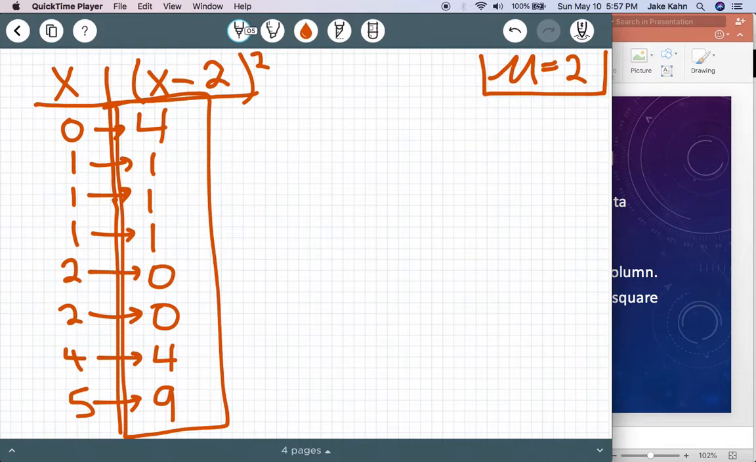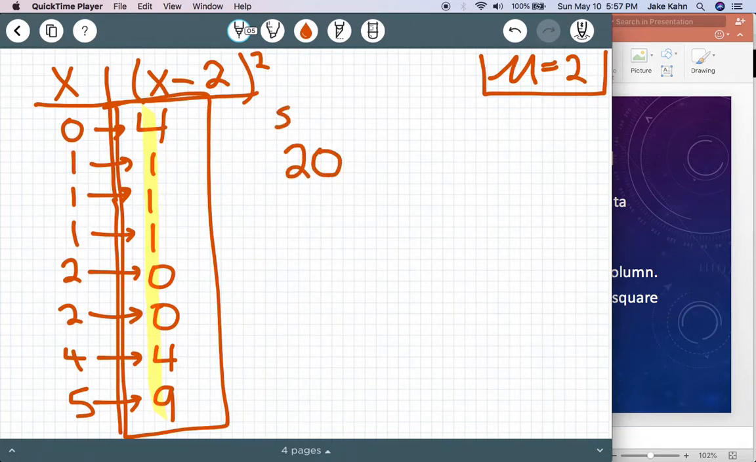All right, so step number 4, if you return to your notes, it said average the numbers in the second column. So we are going to add up all of these guys, and we're going to divide by 8. And that'll be our average for step 4. All right, so 4 plus 1 is 5, plus 1 is 6, plus 1 is 7, plus 4 is 11, plus 9 is 20.